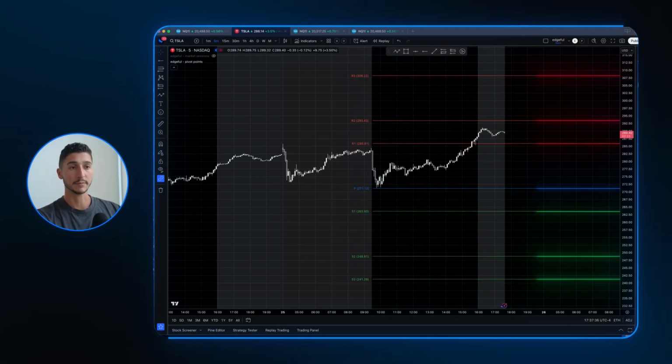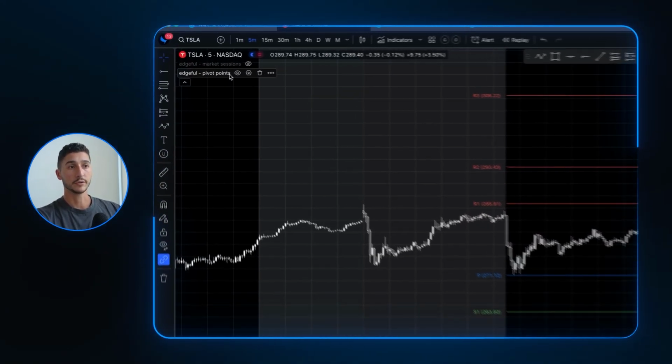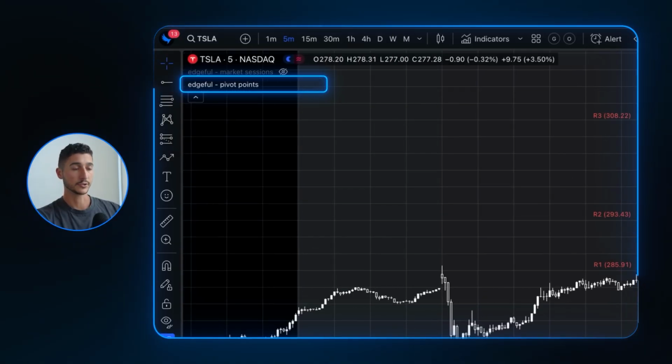It's the exact same concept. If you go to Tesla, it's the same exact thing. All you have to do is make sure that you are looking at the pivot points indicator on TradingView.